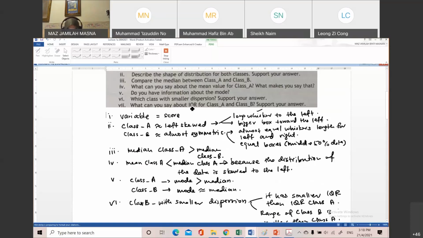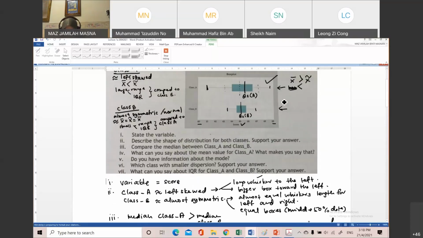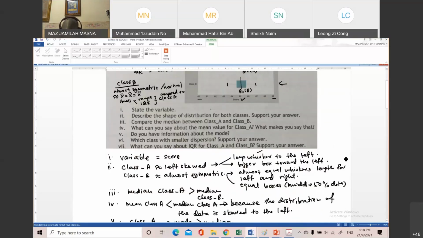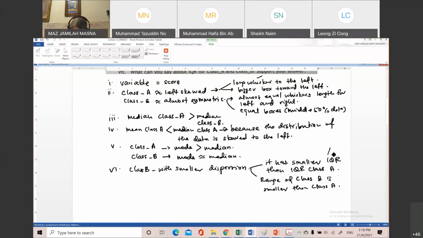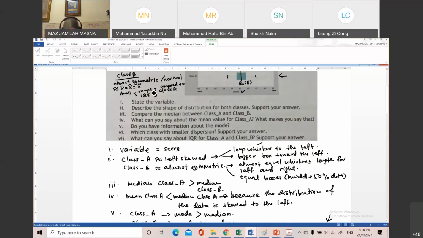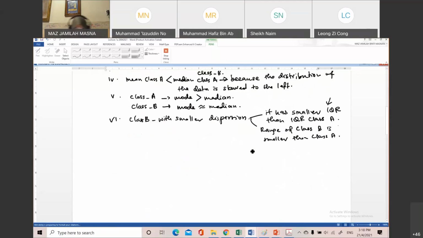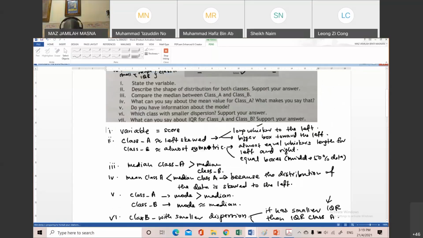Now, what can you say about IQR for class A and class B? Support your answer. This last question is kind of a repetition of the previous answer. What can you say about IQR for class A and class B? It means that you have to comment on both. What about the IQR for class A, and the IQR for class B?